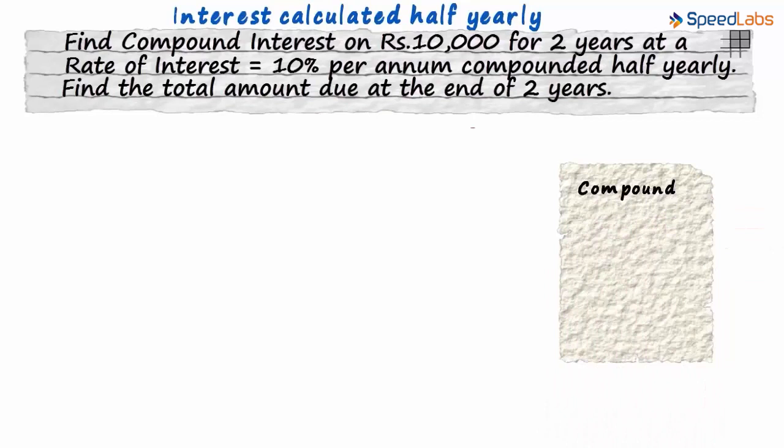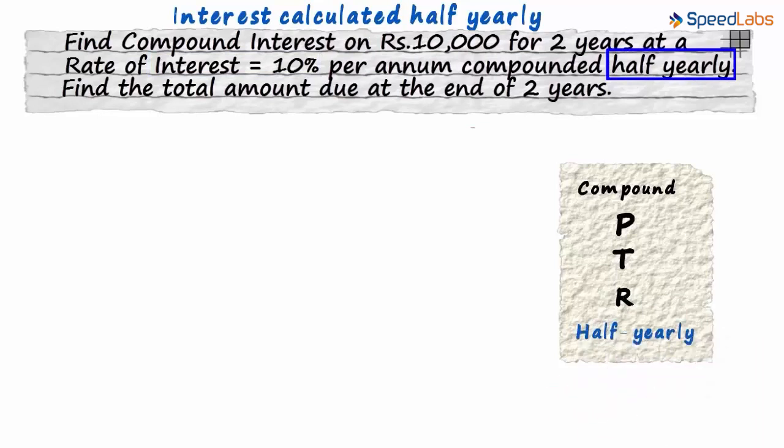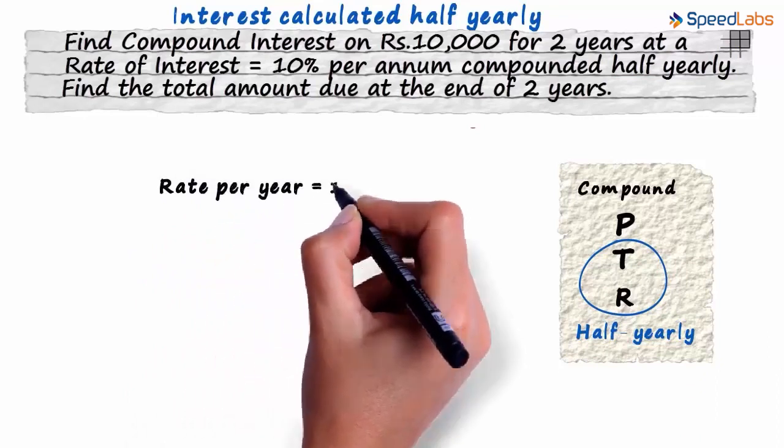We are told that we need to find the compound interest. We're given the principal. We're given the time period for which the principal is kept with the bank. And we're given the rate of interest. But the most important thing here is that it is compounded half yearly. It means that we have to be careful about these 2 factors, the time period and the rate. The rate per year is given as 10%.